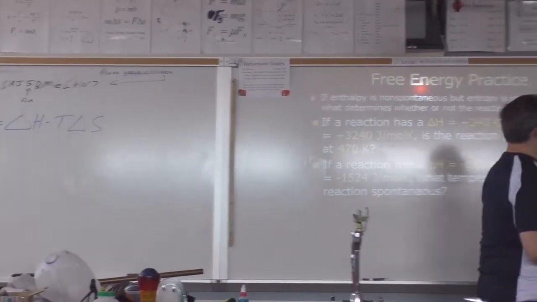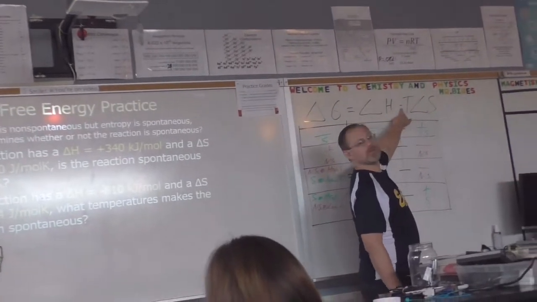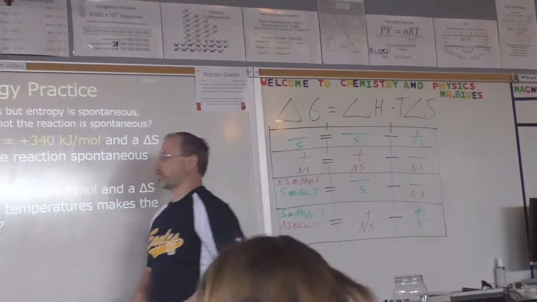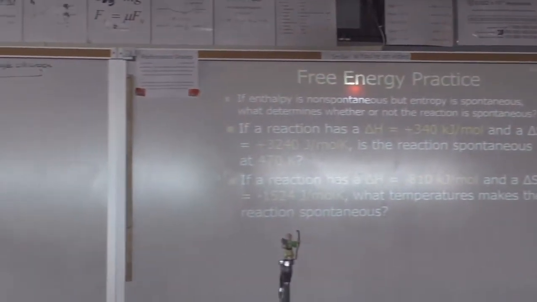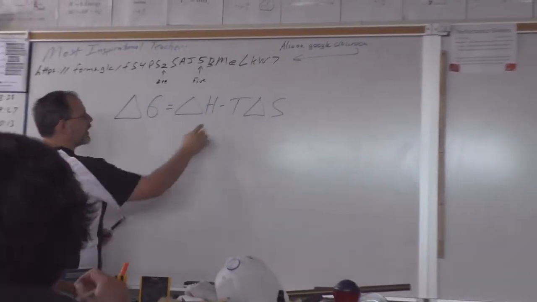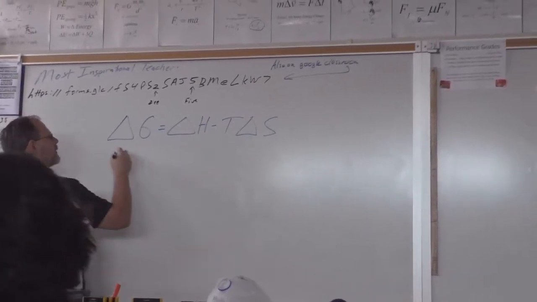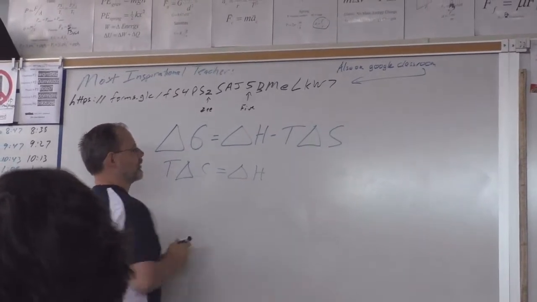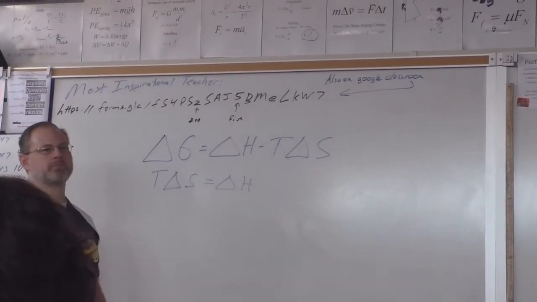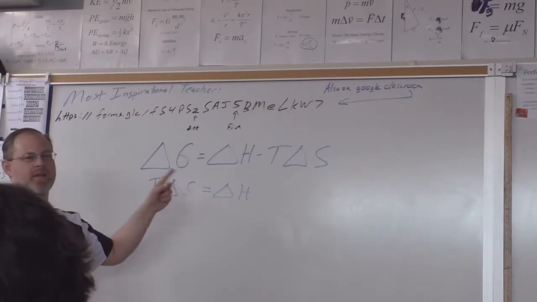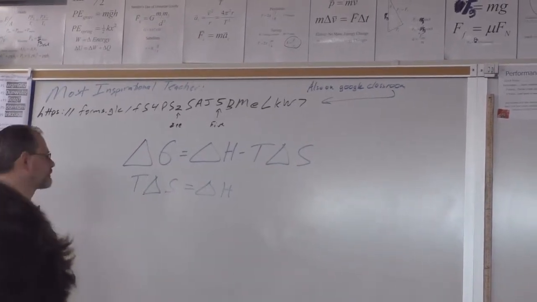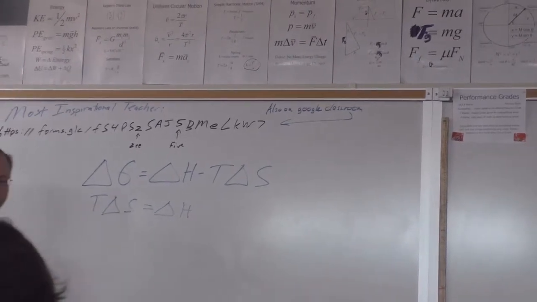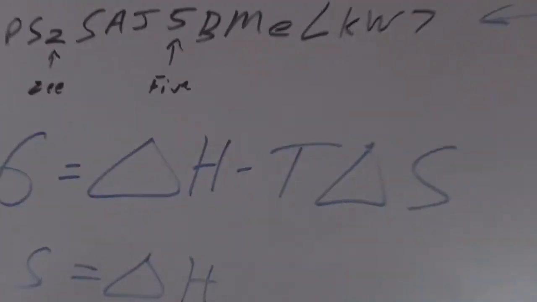Because in Gibbs free energy, this is a negative sign. So you're going to subtract or add one of the things. What you're ultimately doing is you're setting this... You see how you added both sides to delta S? What you're ultimately doing is you're setting T delta S equal to delta H. T delta S equal to delta H. It's a negative sign, not a multiplication. A negative, not a multiplication.